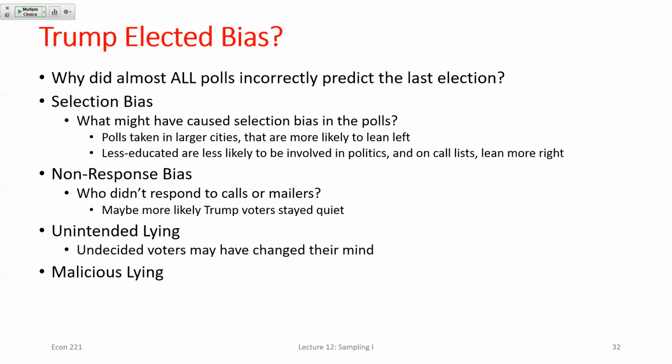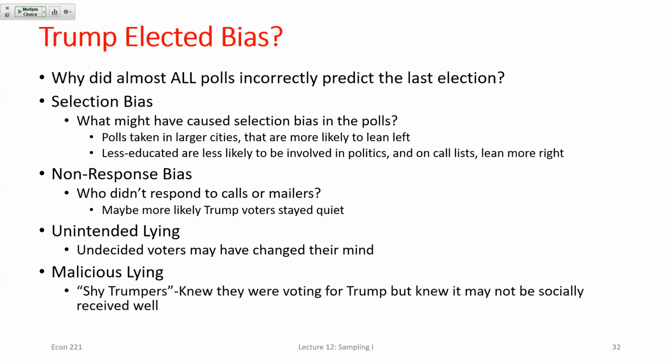But then the main one that they focused on was this malicious lying. So when I say malicious, we just mean you intended to lie, right? And so the main one here, and they were able to gather some data where they actually got some people who voted for Trump and actually had some qualitative data about why maybe they didn't say they were going to vote for Trump in some of these political polls. And they call them these shy Trumpers, which is that they knew they were going to vote for Trump, but when asked, right, they felt like there was some social cost.